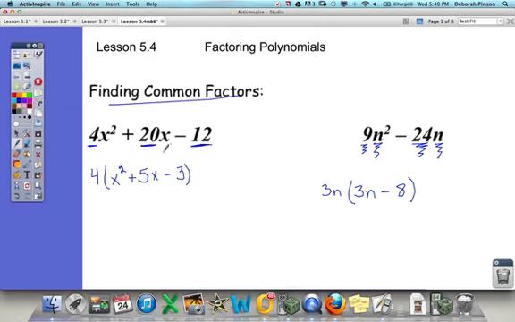Okay, so this is finding a common factor. Sometimes it's called the greatest common factor, but you're looking for what you can pull out.